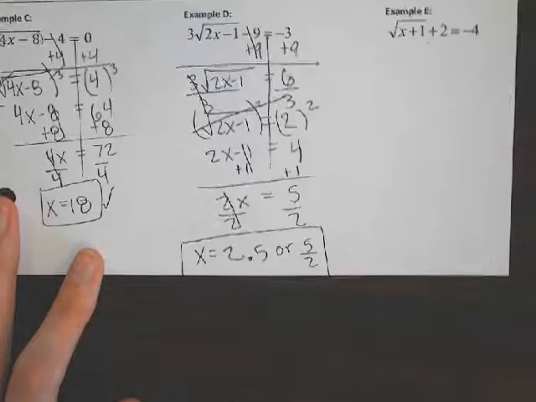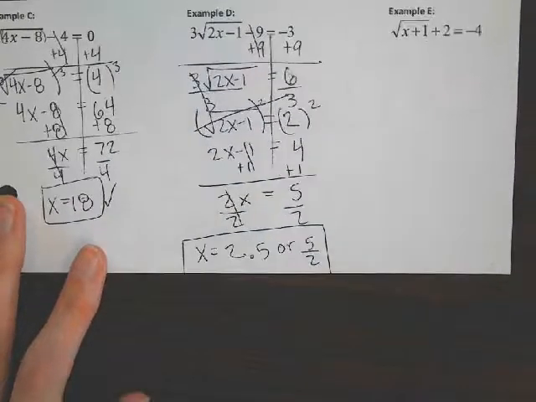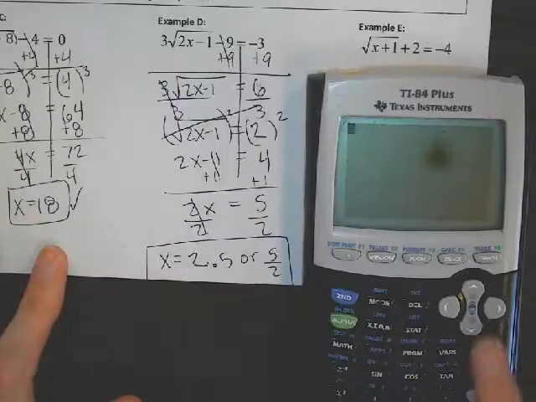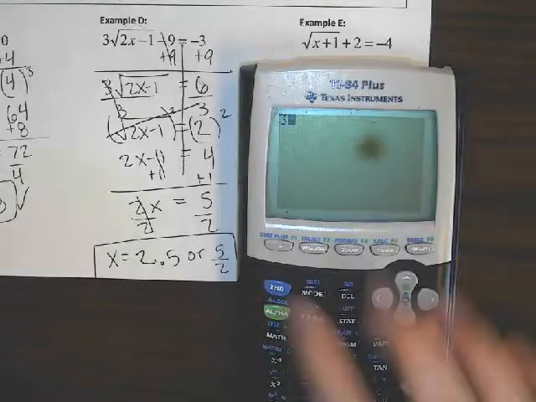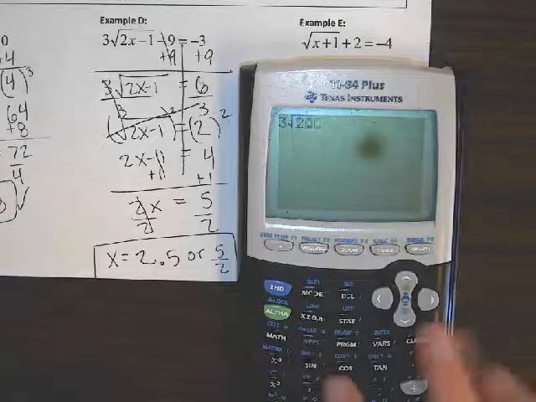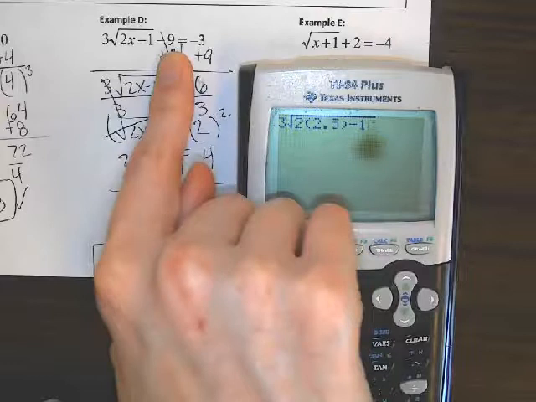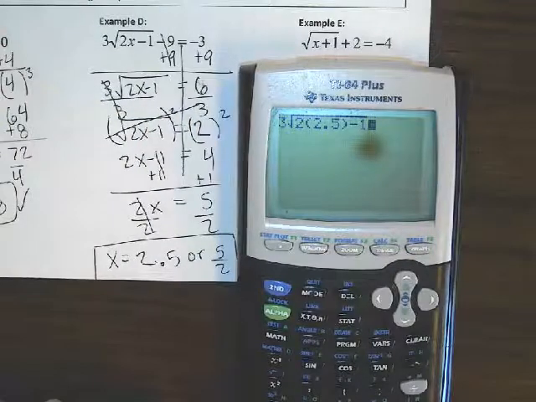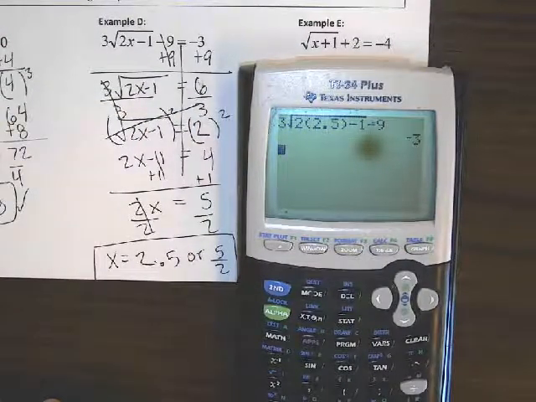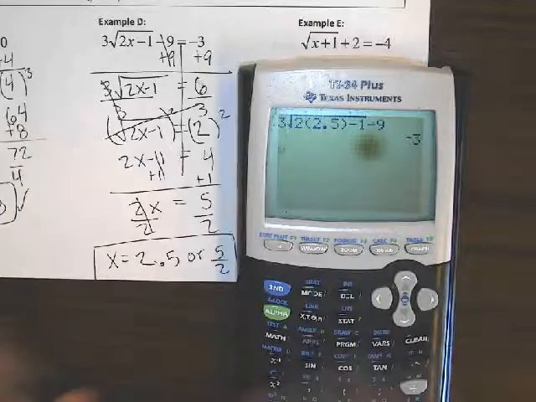Okay, and then the last thing is plug it in to see if it's real or extraneous. So you get 3 square root 2 times 2.5 minus 1, inside or outside? Outside. So hit the right arrow, and then minus 9. Do we get negative 3? Yep, then it's real.